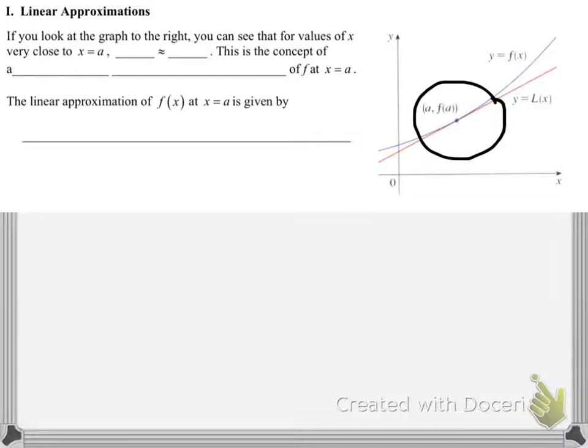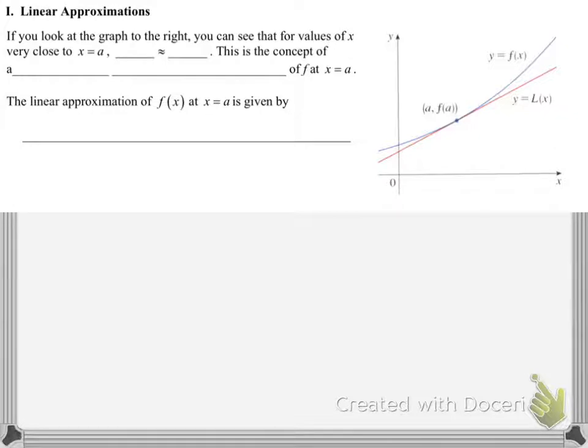Therefore, the tangent line, which is what I have drawn in red on my graph here, essentially becomes a really good estimate for the actual curve if we're really close to that point. So we call that a linear approximation when we're using a tangent line to approximate a curve. My curve here that I have in blue is the curve f of x. My tangent line we have labeled as L of x.